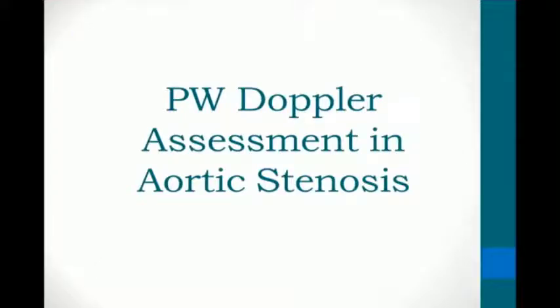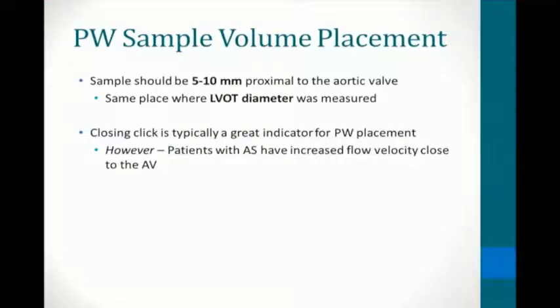The final important parameter is the pulse wave Doppler assessment. For an accurate cross-sectional area calculation, the velocity of the LVOT should be sampled from where the LVOT diameter was measured. This can be a bit difficult because the measurement is made in the parasternal long axis, and the LVOT velocity is sampled in the apical 5 or 3 chambers. So as a guide, it may be helpful to place the sample volume at the aortic valve and move it apically until there is no more aliasing.